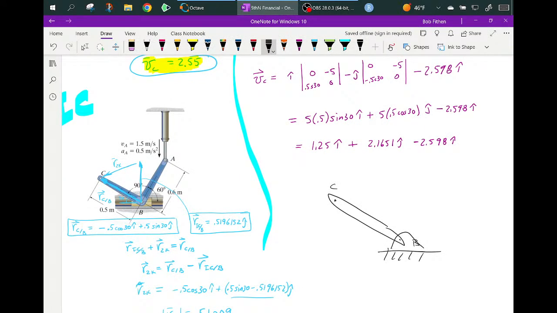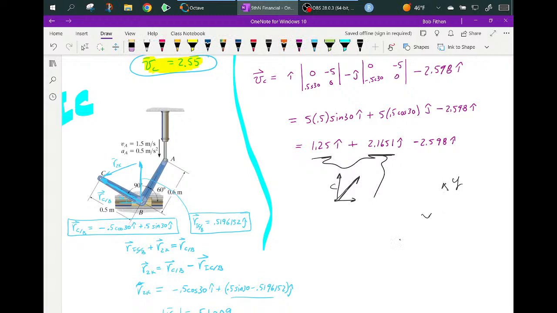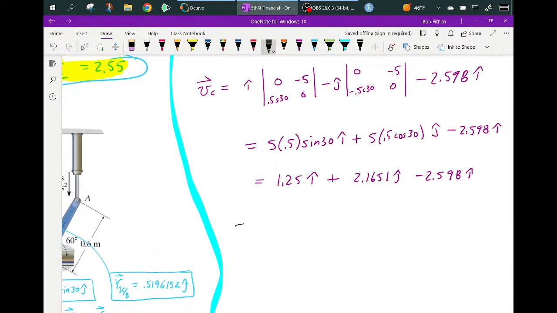Turns out a negative rotation here is positive. So it is rotating as such. As a result, you're going to get a positive X and a positive Y. Positive X and positive Y. So in fact, this is it. This is the velocity of C.